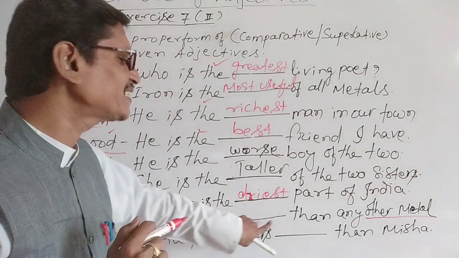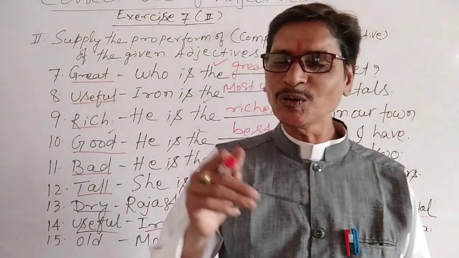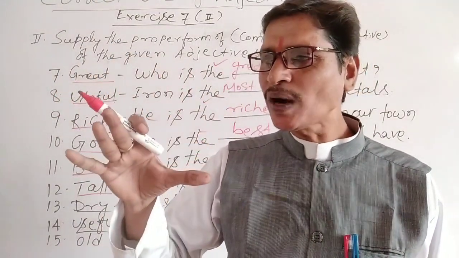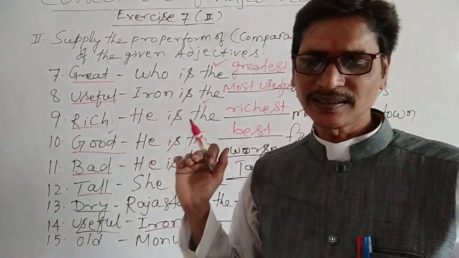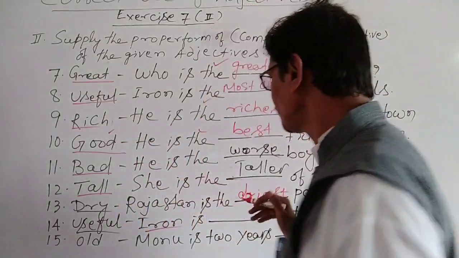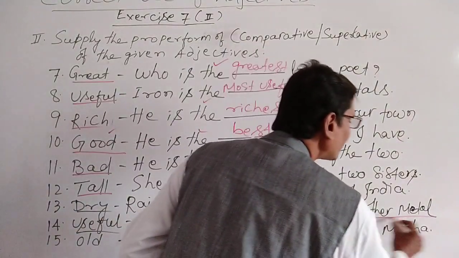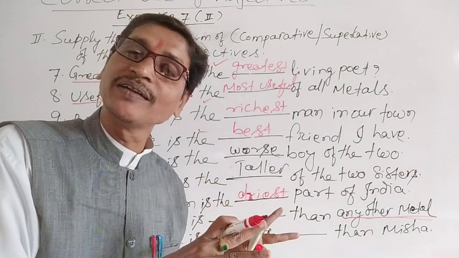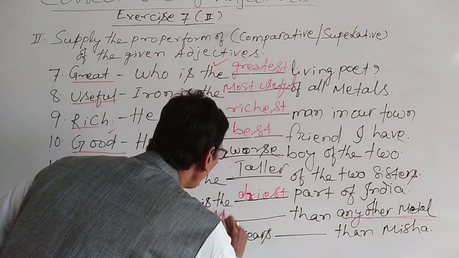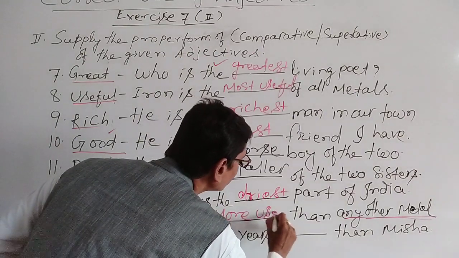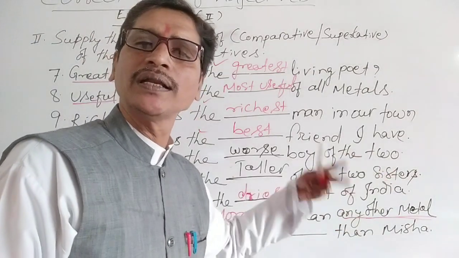Iron is less than any other metal. Please tell me, what do you understand from this? Whether you make it a comparison or you want to use the superlative degree over here. Okay, what will you write? So here we are comparing iron with any other metal. So we can use the comparative degree over here. Useful is here, so we can write it more useful. Iron is more useful than any other metal.